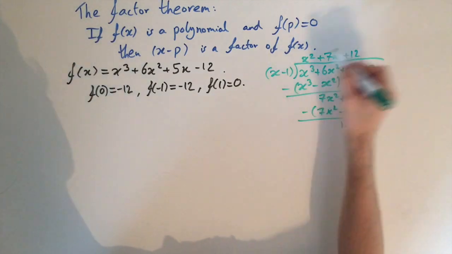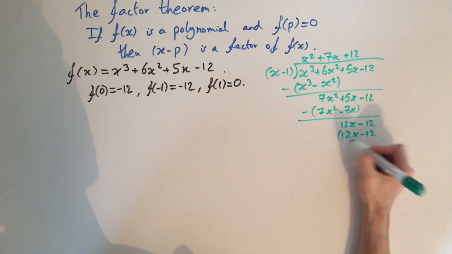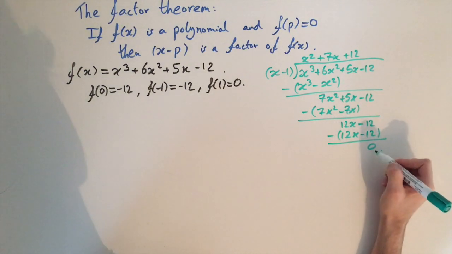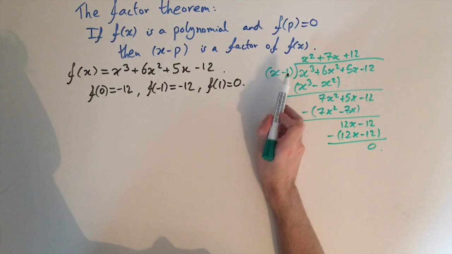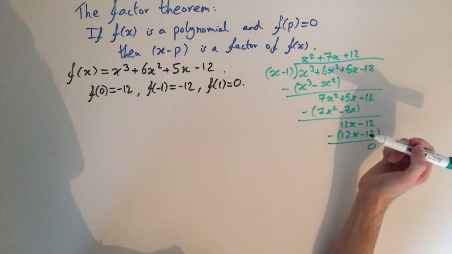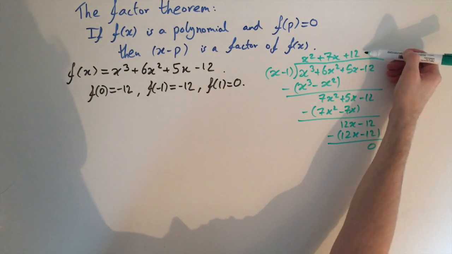If we multiply x minus 1 by 12, this actually gives us this. We subtract this off and we have a remainder of 0, which is what we expect, because we know already that this is a factor of this polynomial by the factor theorem. But what's really good for us is that it's told us what the other factor is.